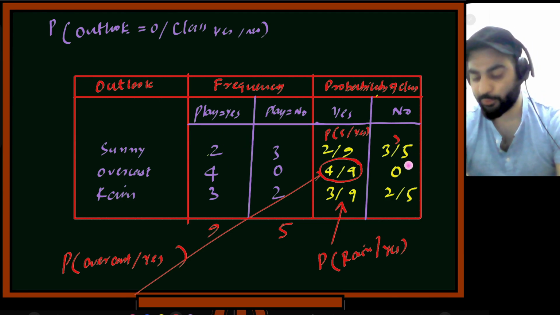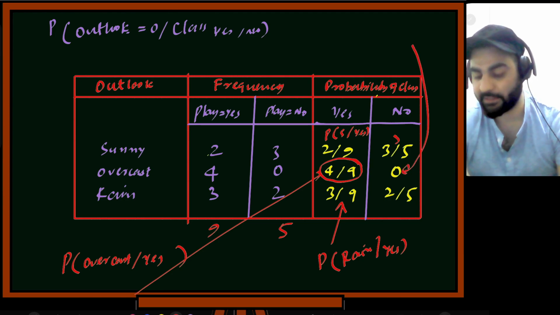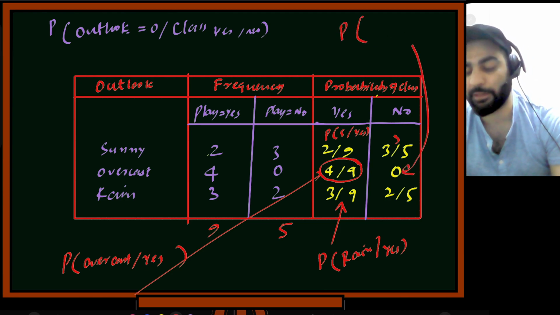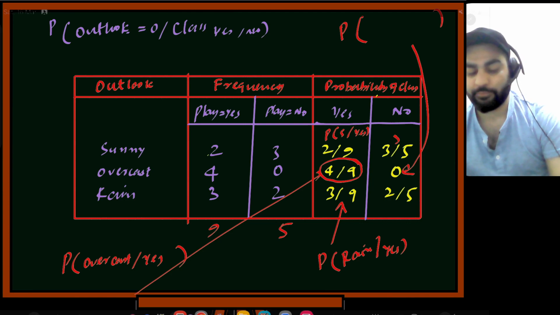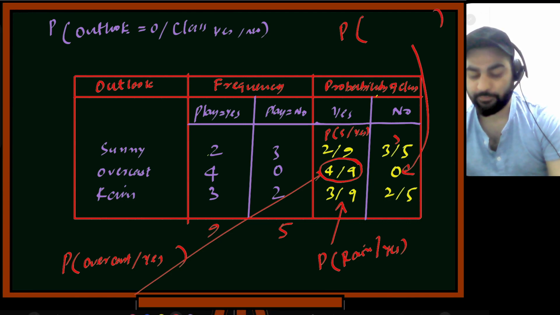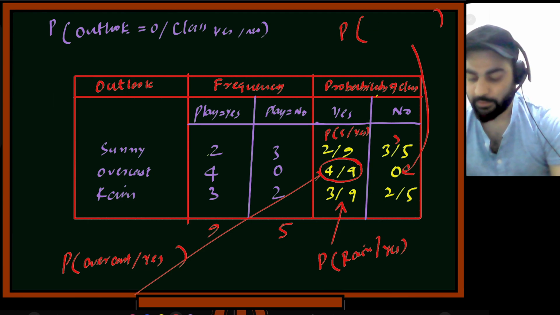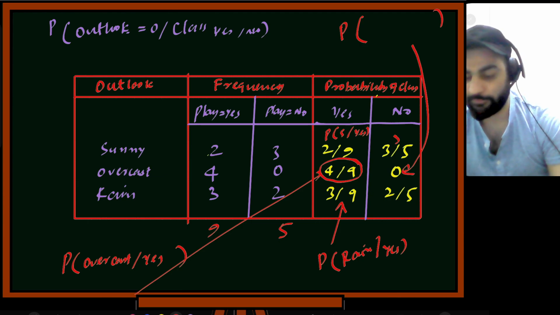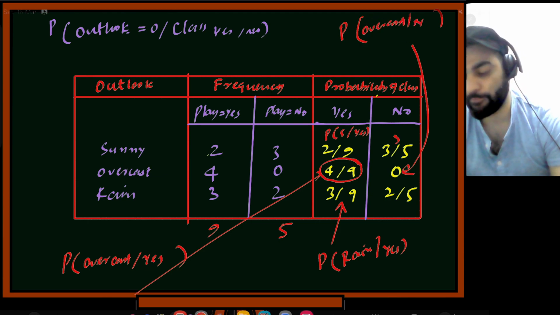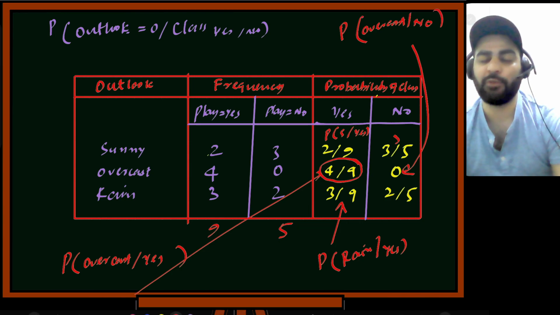Coming back to Zakir. Zakir, what is this value 0 representing in terms of probability? It is the probability that the outlook will take the value overcast, given that it belongs to class no. So these are the values that we basically have to fill.